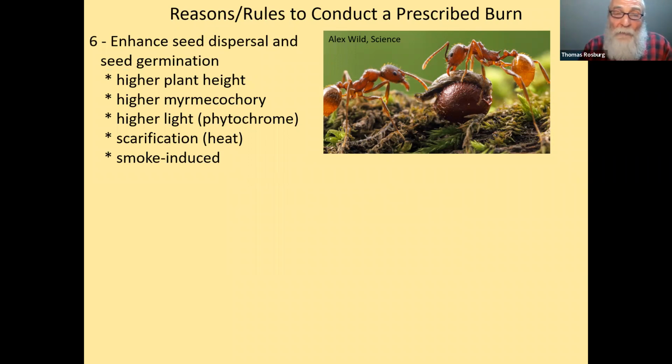It's also been shown very clearly that fire helps to increase myrmecochory, which is the dispersal of seeds by ants. In a burned environment, ants are able to forage farther, apparently. I have to look at this paper again and get the mechanism, but we have a lot of ants in prairies, of course. And so increased seed dispersal would be likely a result there. The other three things are increase in seed germination.